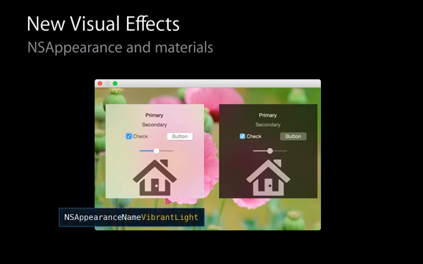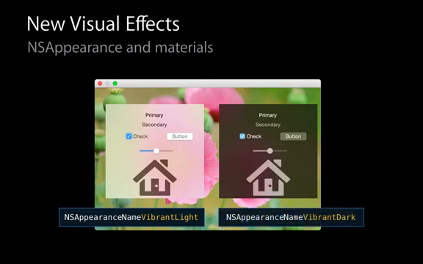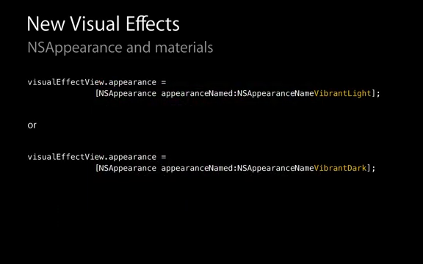We have the NSAppearance named Vibrant Light to get this light appearance and light controls. And we have NSAppearance named Vibrant Dark to get the dark look and dark appearance. And notice the controls automatically look different and automatically are changing the colors as needed. It's easy to do this. You can just use visualEffectView.appearance and set the appearance to either vibrant light or vibrant dark. You can do it in code, very simple.